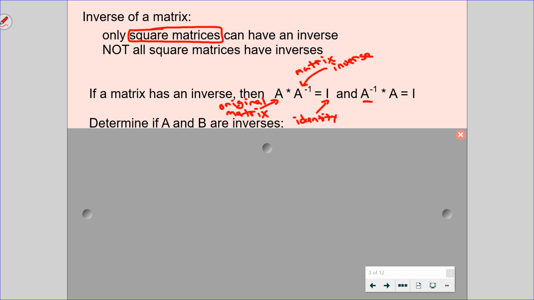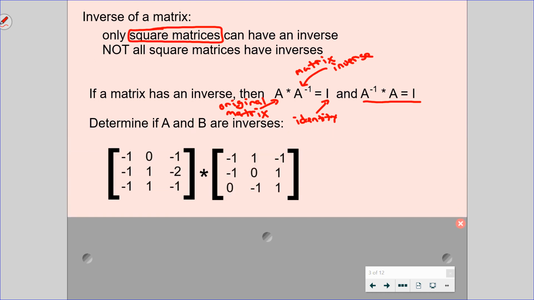Right? Notation on the right is just the exact same thing, and if we switch the order of them, it should still equal your identity matrix. So the first thing that we have to do here is determine if these two are inverses of one another. So we have to actually use our multiplication, or we can cheat a little bit, and we can put this into our calculator to see if this equals an identity matrix.